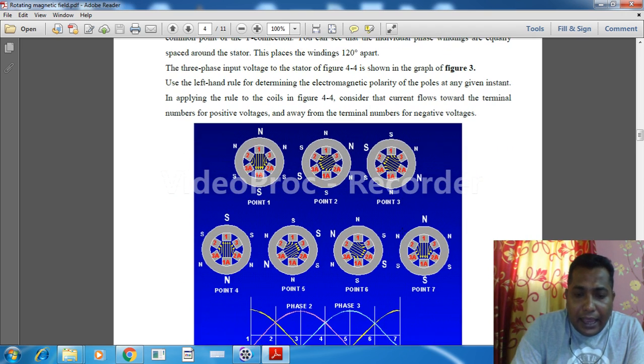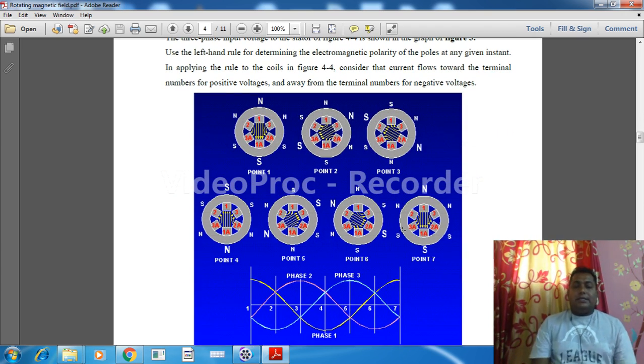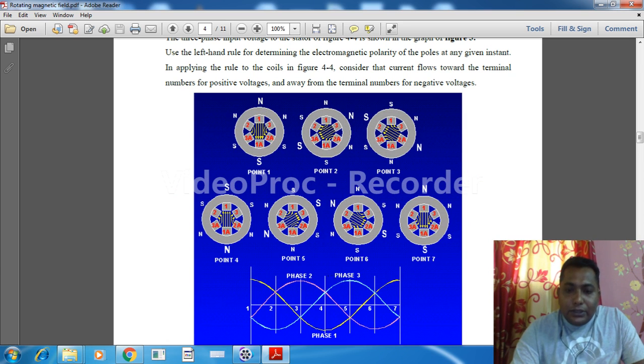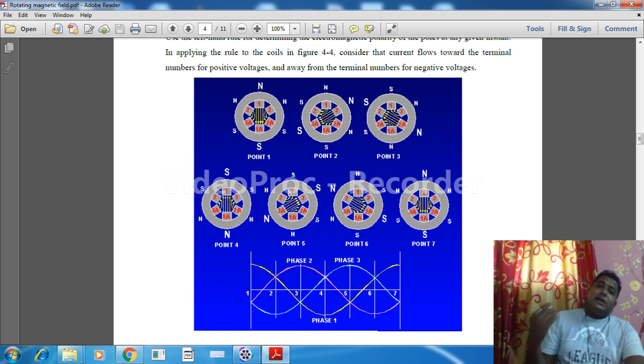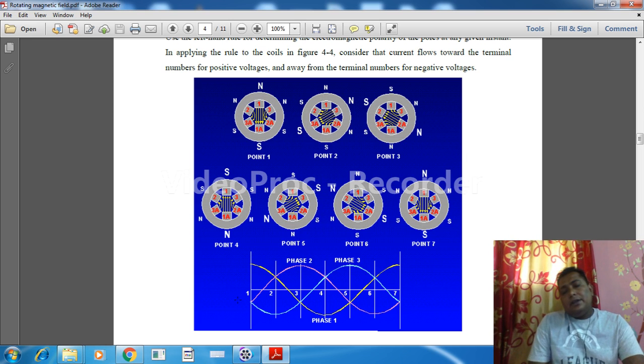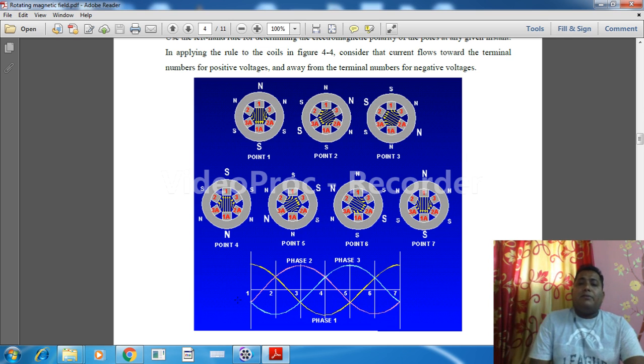Now this is a very important thing. Before understanding this, I want to tell you to follow my pointer. I am pointing to this waveform where the three phases are represented by pink, green and yellow lines, and they are shifted from each other by an angle of 120 degrees.